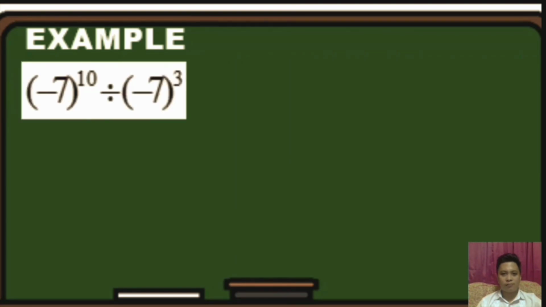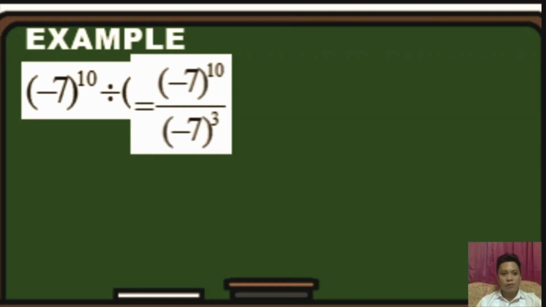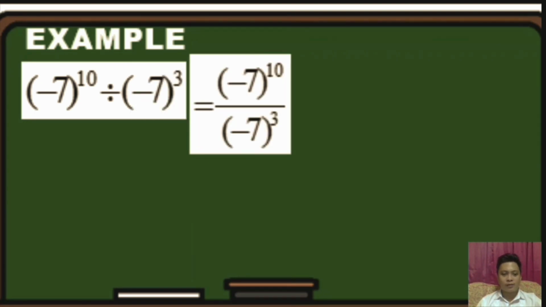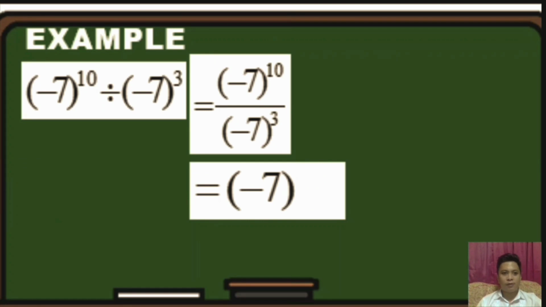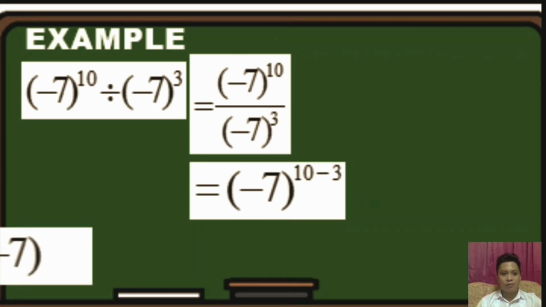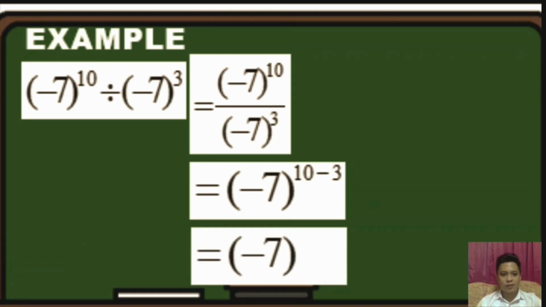Another example. Negative 7 raised to 10 divided by negative 7 raised to 3. We can also write this as negative 7 raised to 10 over negative 7 raised to 3. The operation is division and it has the same bases, so simply copy the base, which is negative 7, subtract the exponents 10 minus 3, and we will get negative 7 raised to 7.